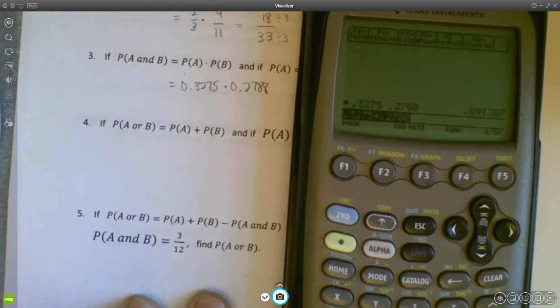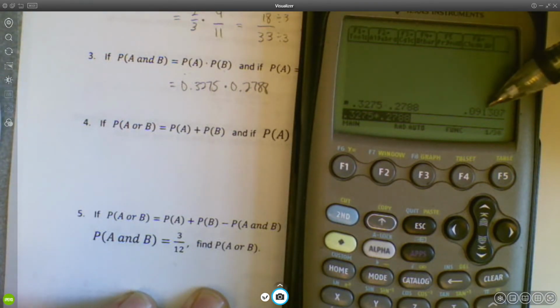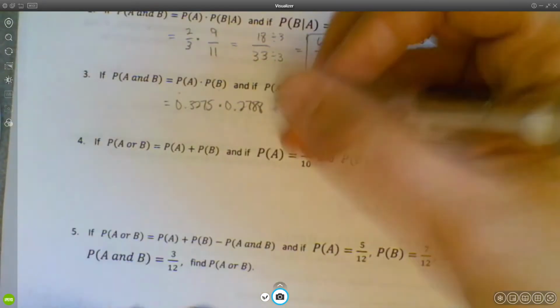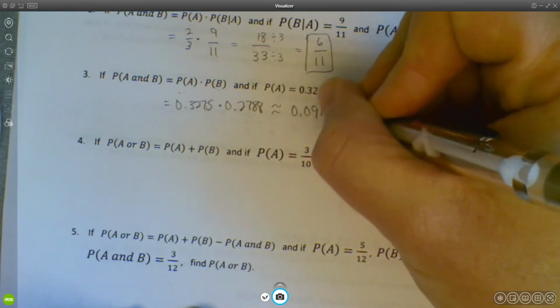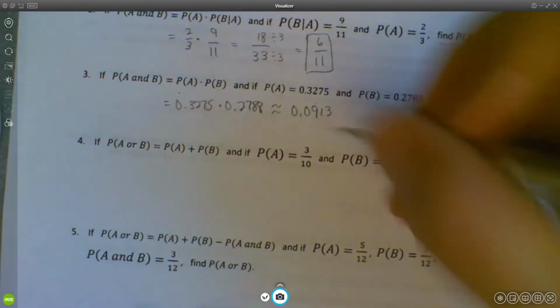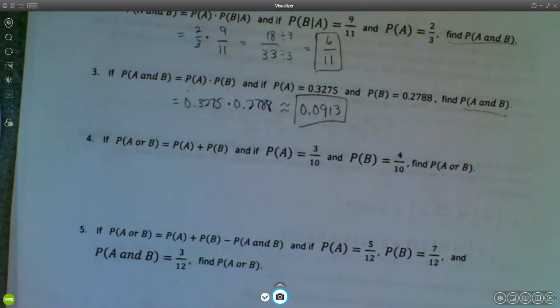but we're supposed to round to 4 decimal places, right? 1, 2, 3, 4. So I look at the next digit, it's a 0. That means I'm going to leave this a 3. So this is approximately 0.0913. Okay.